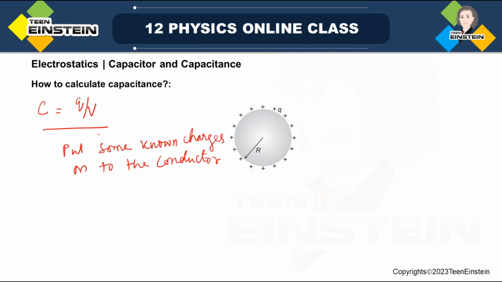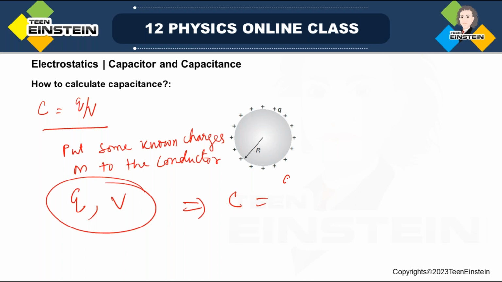Put some known charges, suppose that is Q, and due to that, the potential developed we have to calculate. Once we know the charge and the potential developed across this conductor, it is easy to find out C is equal to Q by V.